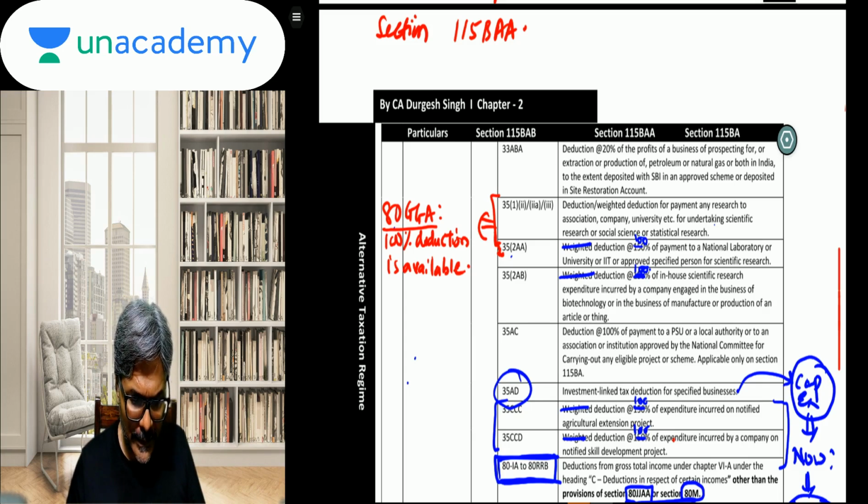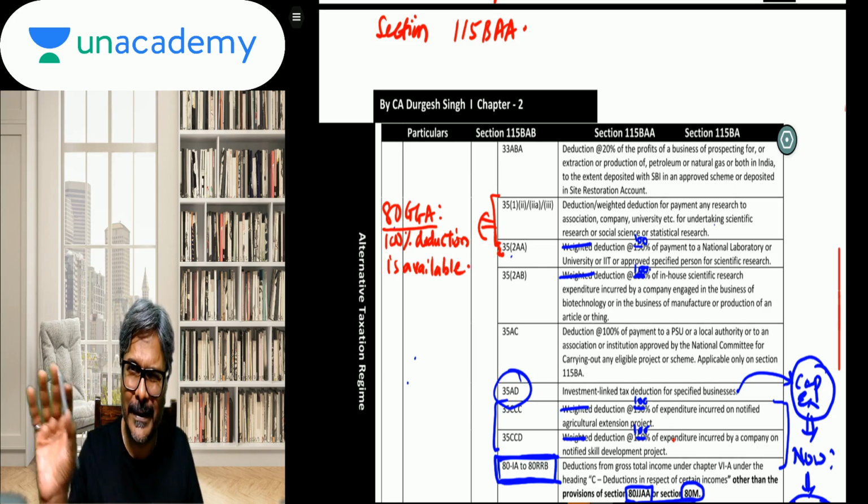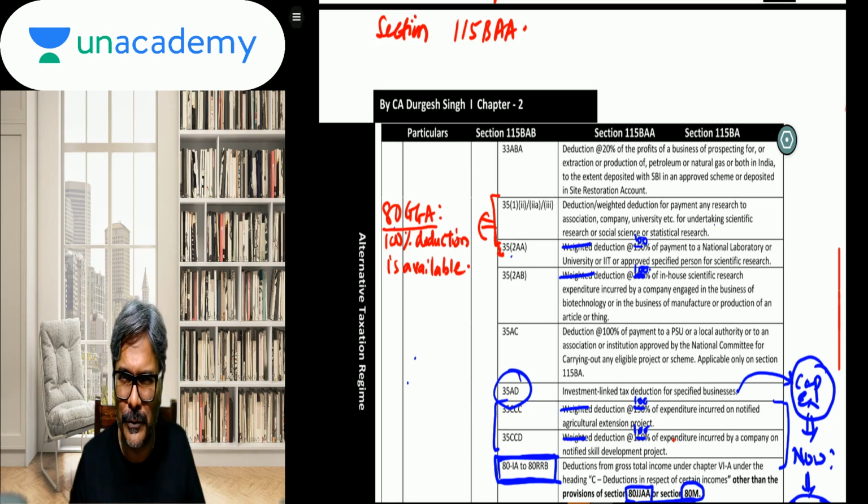Now if you talk about this 35(2AB), wherein you used to get a weighted deduction earlier, now it is 100% with effect from AY 2021-22. So I have deleted that in the PDF which will be given on YouTube, so I'll do the correction. So deduction at 100% of in-house research, scientific research expenditure incurred by a company engaged in the business of biotech.